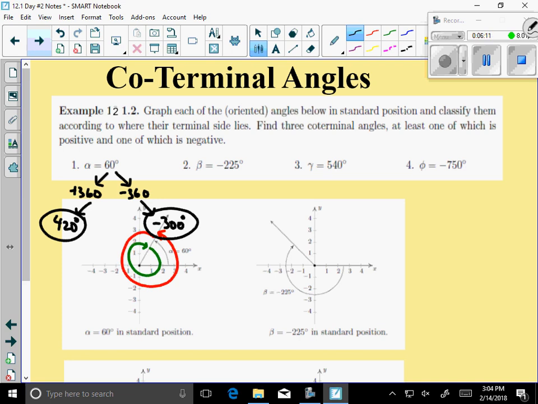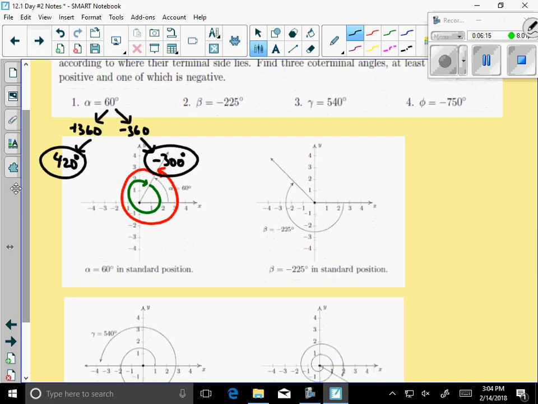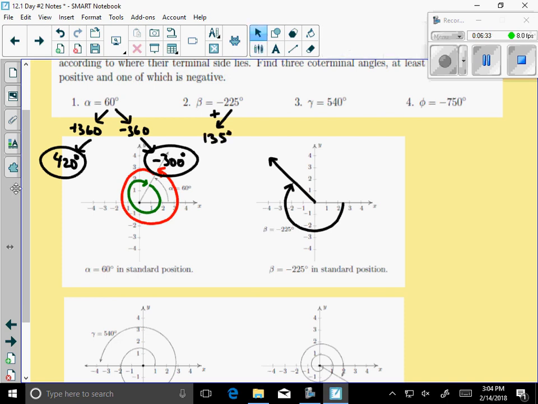Okay, in letter B here, or number 2, the angle is beta now. Here's our negative coterminal angle. It terminates at this side, negative because it rotates clockwise. So that's negative 225. If I added 360 to that, I'd get positive 135. Let me demonstrate what that would look like. There is a coterminal angle. That's 135.